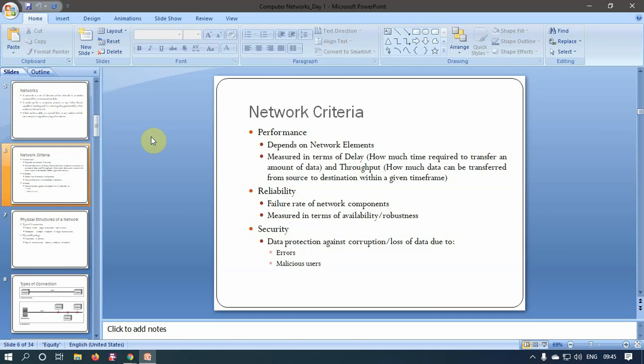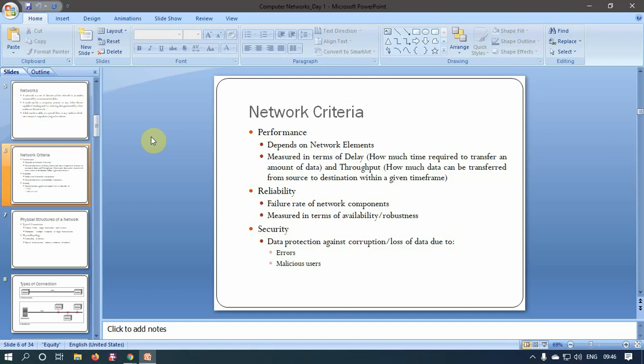Secondly, the reliability of the network depends on two criteria. The first is the failure rate of the network components, which means if the nodes fail or if the data communication link fails, then the reliability will not be there. So we can measure reliability depending on the failure rate of the network components. And secondly, we can measure reliability with the help of the availability and the robustness of the nodes as well as the data communication links.